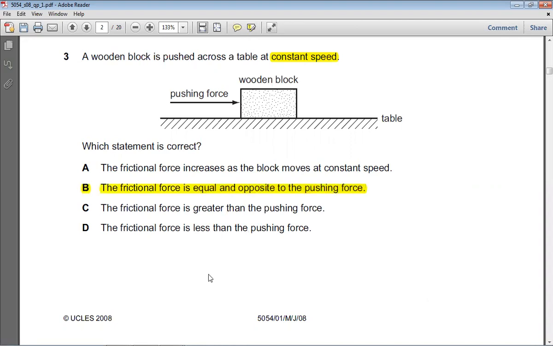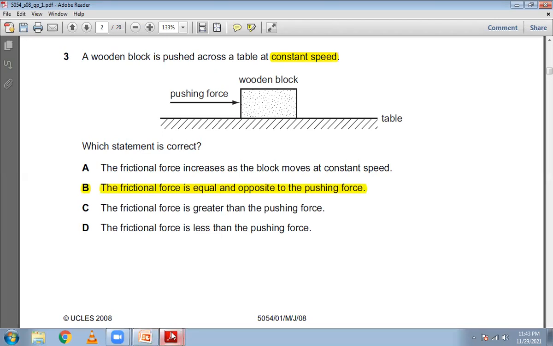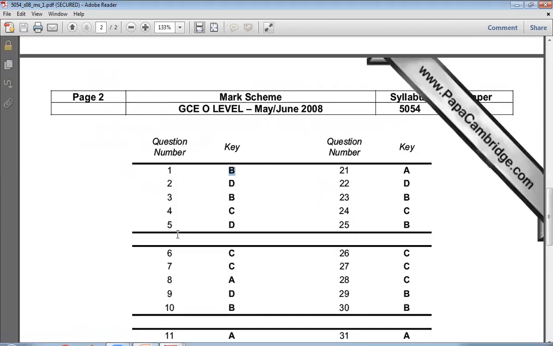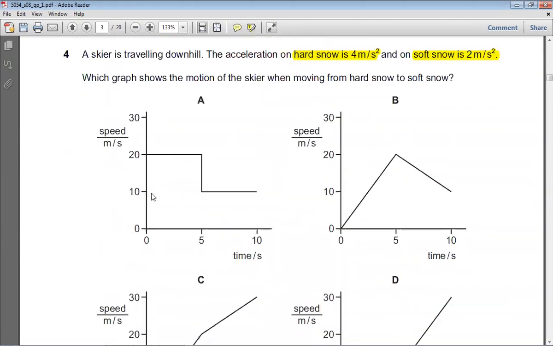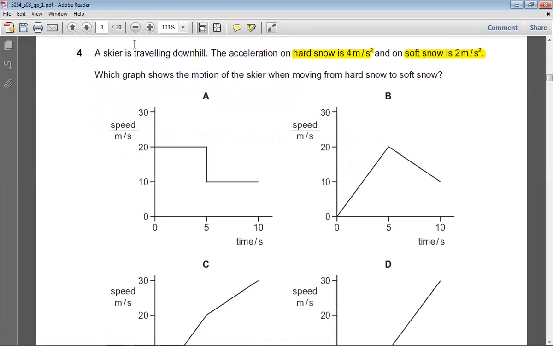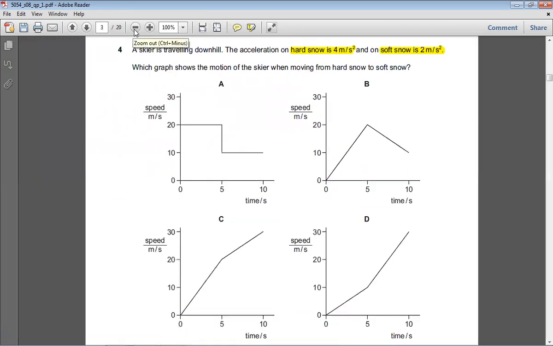So let's check question number 3. Question number 3, B is the right answer, sir. Okay. Let me reduce the size so you can see the whole thing. Okay.